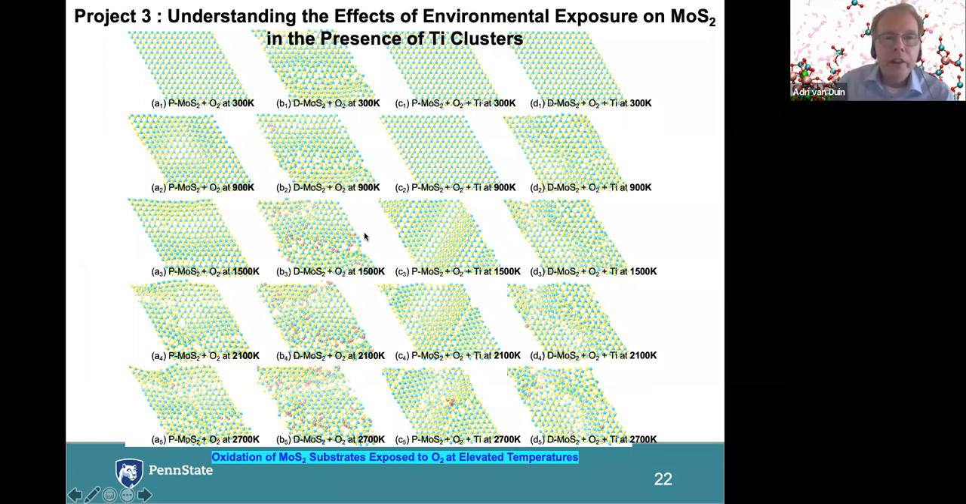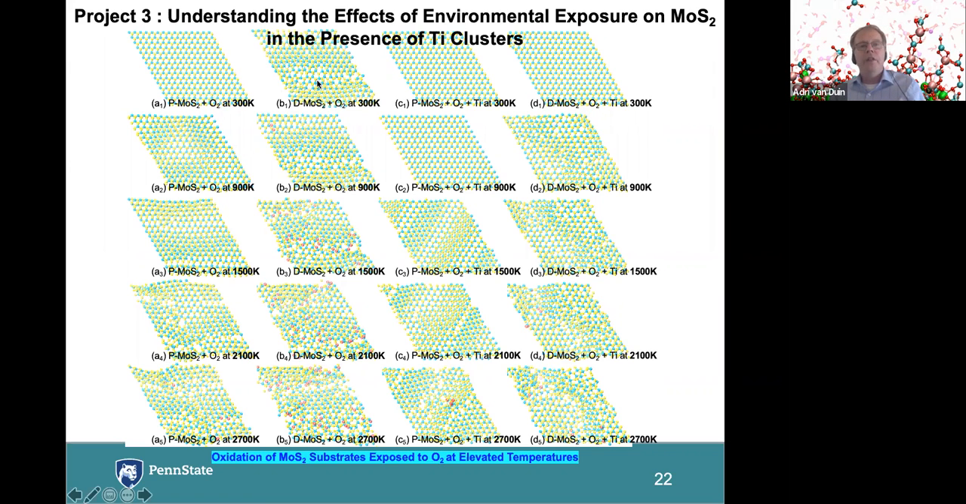And then we essentially did 4 types of simulation. We took a pristine molybdenum disulfide exposed to oxygen. Then we added a certain amount of defects, so we removed roughly 10 silver atoms. Then that's the second row over here. Then we take the pristine plus oxygen plus titanium. And finally, we do the defective molybdenum disulfide plus oxygen plus titanium. And we did it at a range of temperatures going from 300 Kelvin to 2700 Kelvin.